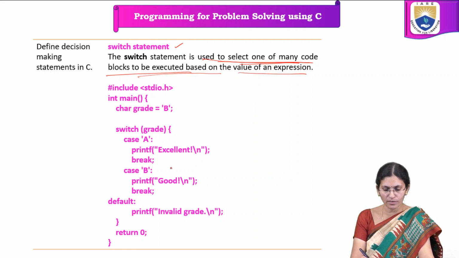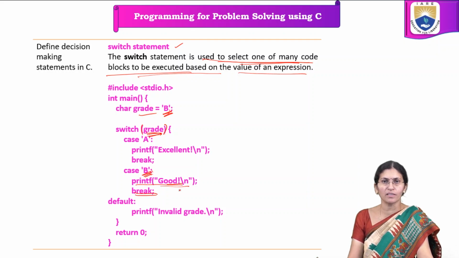For example, in this program we have written a switch statement. Inside this, it takes the expression, grade is equal to B. If this expression value matches with any of the case labels, here it is matching with this case, therefore the statement after this will be executed. After executing this, there is a break statement here.